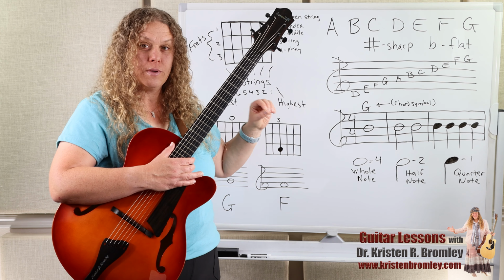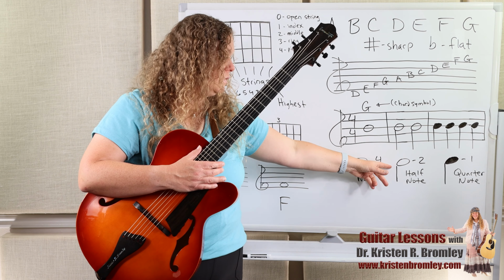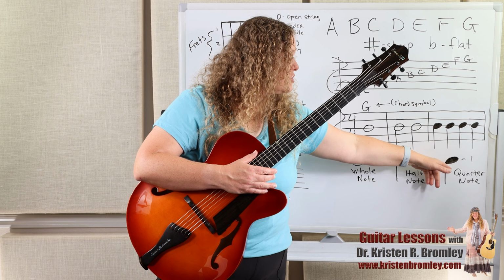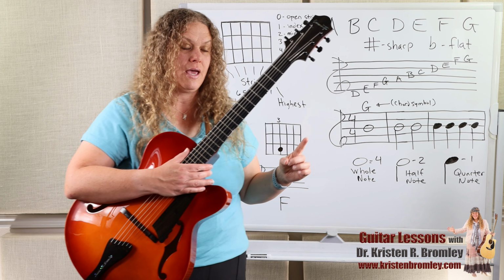A whole note is like an open oval. A half note has a stem attached to the open oval. It can go downwards or upwards. And then a quarter note is a solidly filled in oval shape with that stem, and that's worth 1 count.